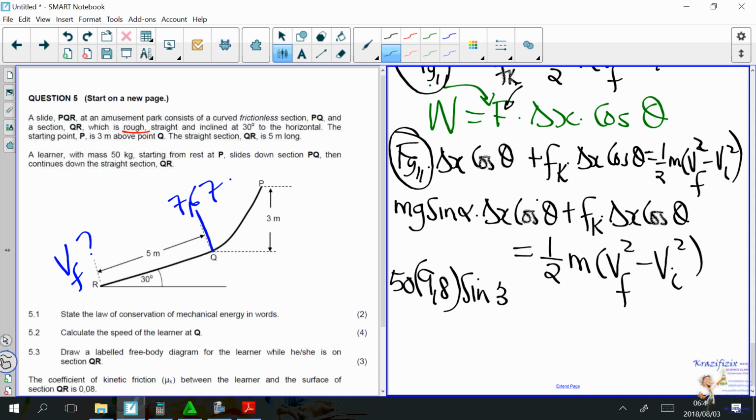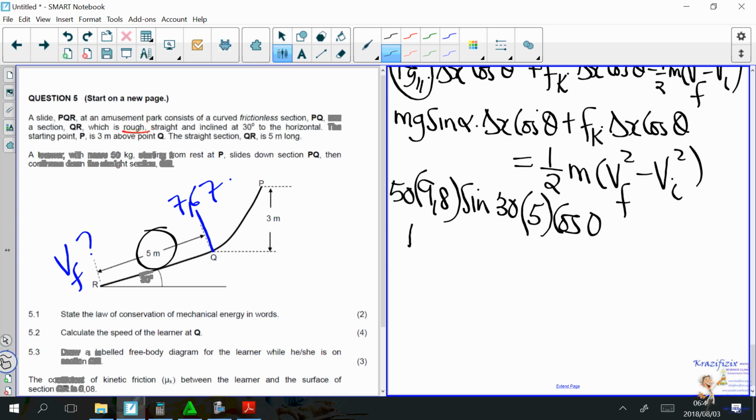Sine 30. Now what is my delta x? Horizontal movement, because we said that is horizontal now. It's 5. Cos, do you remember my diagram on Fg parallel? I had a 0 there. That's where the 0 comes in. Plus, let's do with friction. What's my frictional force? We got 33, our friction was 33,95.